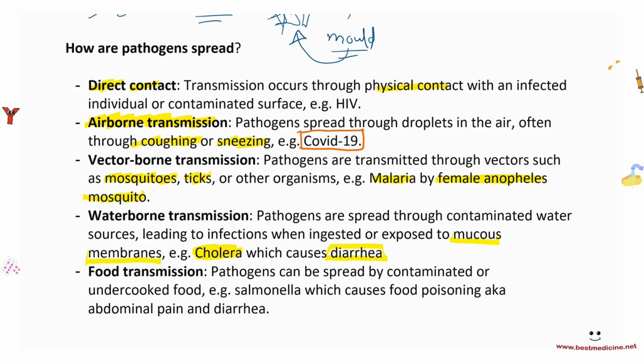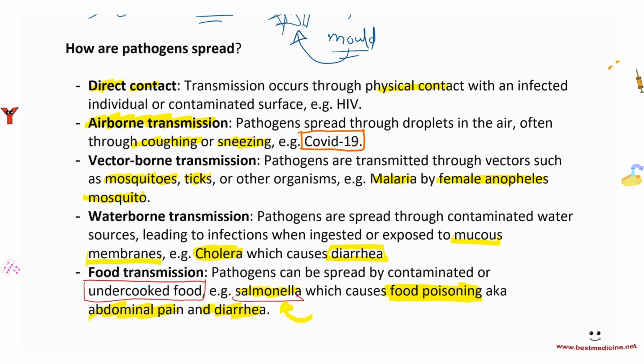And lastly, food transmission. Pathogens can also be spread by contaminated food, especially undercooked food. For example, salmonella, which is a very popular bacteria that causes diarrhea. Normally, when we talk about food poisoning, it's mostly caused by salmonella. And usually we maybe eat some undercooked chicken. Undercooked chicken causes salmonella food poisoning, which is characterized by abdominal pain and diarrhea, okay? So food transmission is another very popular way of spreading pathogens.